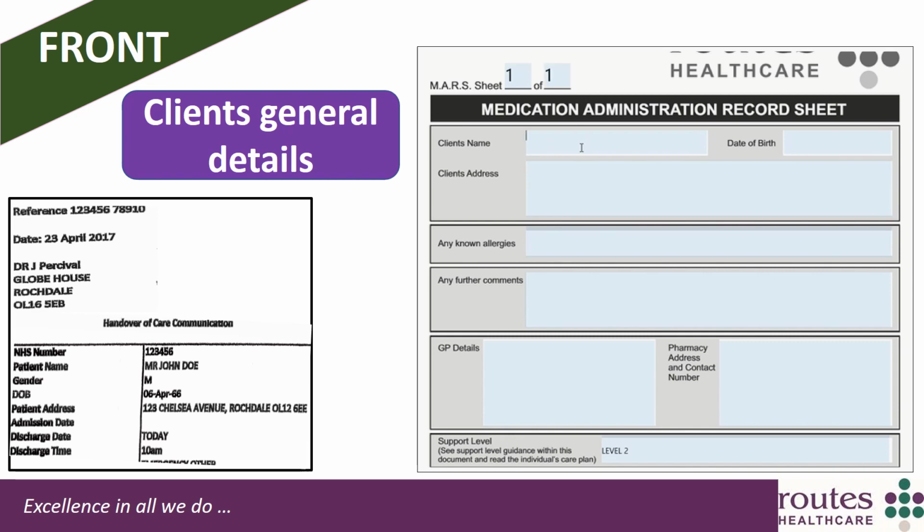Now, as you can see to the side of me, I do have John Doe's prescription. So I will be using that information to fill out the front part. So his name, John Doe. As you can see, I'm using black pen and also capital letters. His birth, that would be the 6th of April, 1966. And the client's address, 123 Chelsea Avenue, etc.